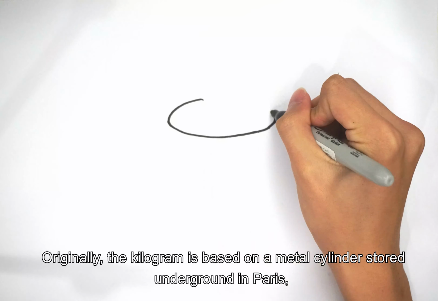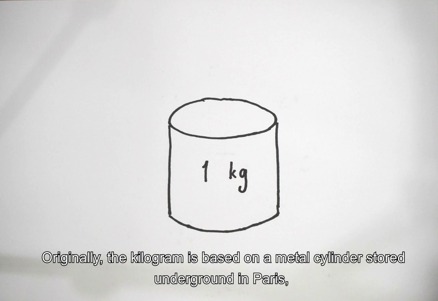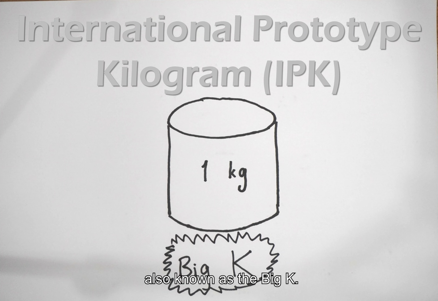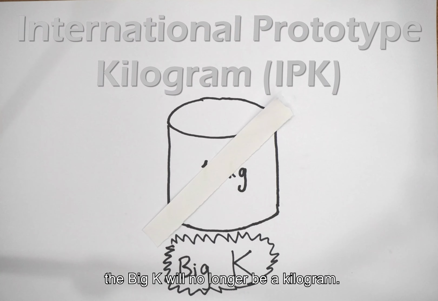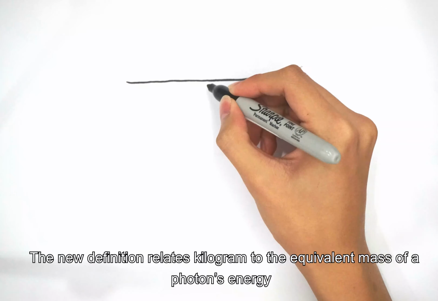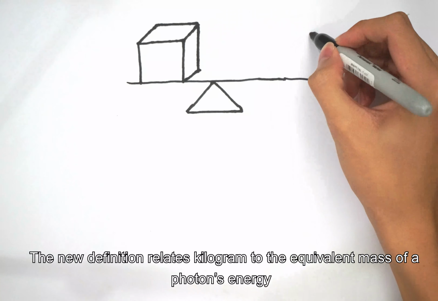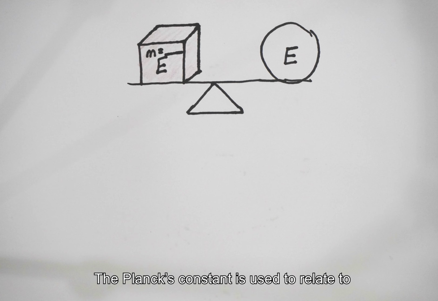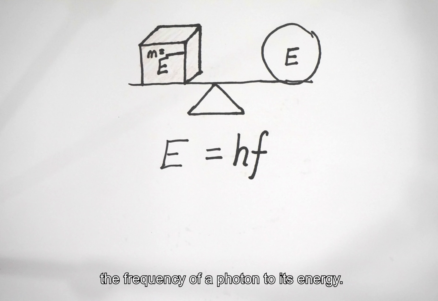Originally, the kilogram is based on a metal cylinder stored underground in Paris. The International Prototype Kilogram, IPK, also known as the Big K. After the redefinition, the Big K will no longer be a kilogram. The new definition relates kilogram to the equivalent mass of a photon's energy given its frequency through Planck's constant. The Planck's constant is used to relate the frequency of a photon to its energy.